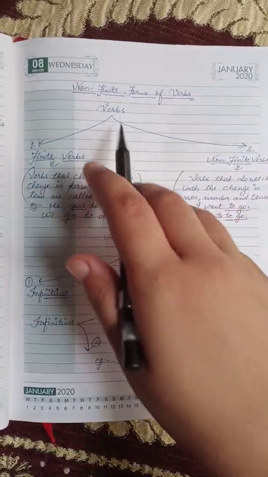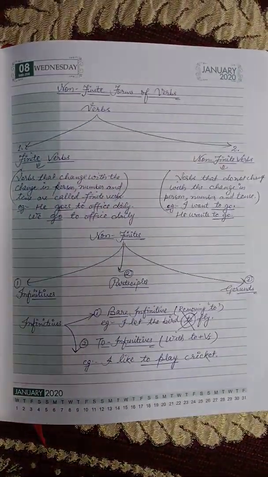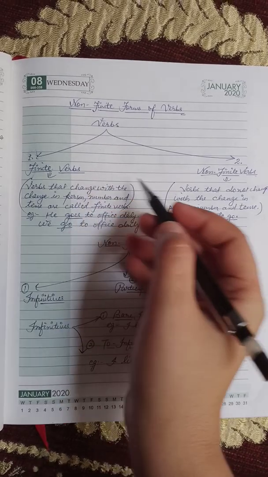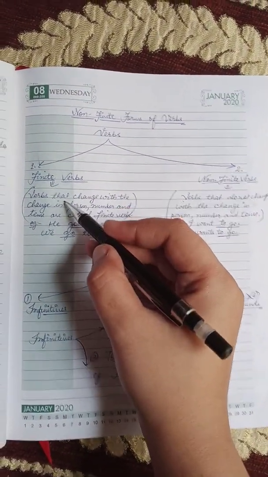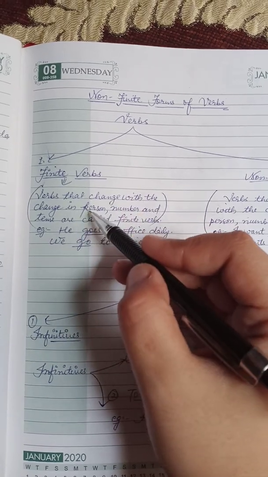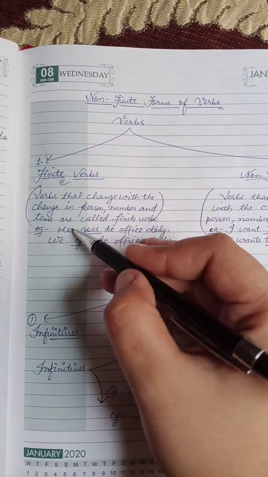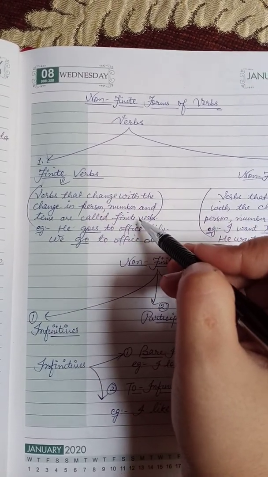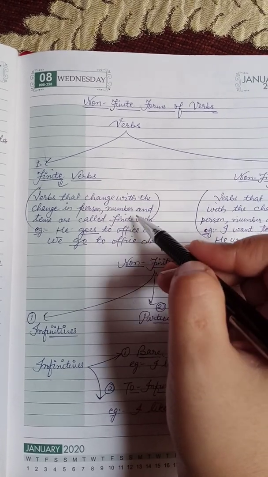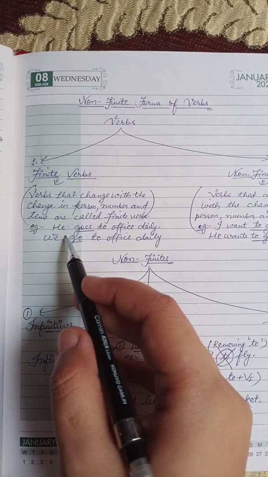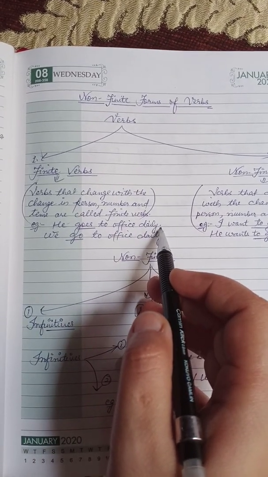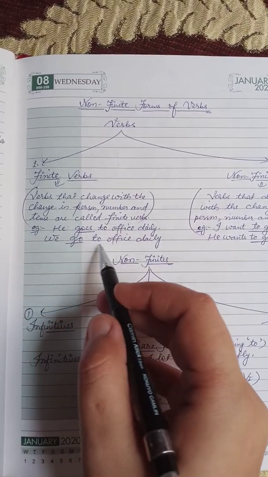Verbs are categorized into two categories, where the first one is finite verbs and the second one is non-finite verbs. What are finite verbs? The verbs that change with the change in person, number and tense are called finite verbs. Like the example: he goes to office daily. Second one: we go to office daily.